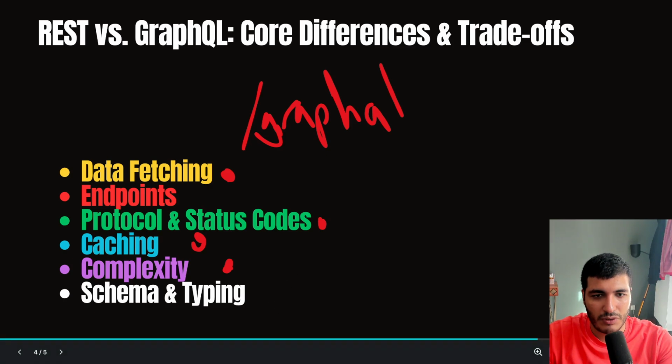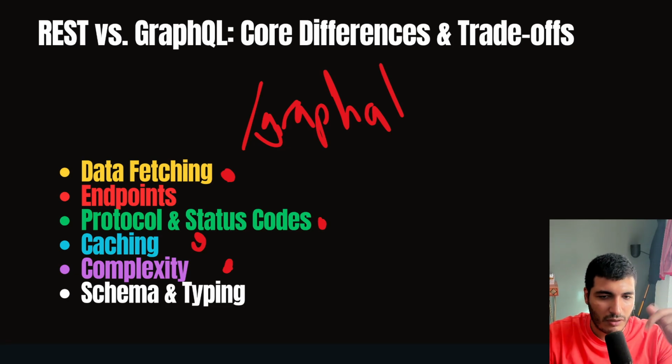Next, we have schema and typing. REST is often informal and documented separately. There is no built-in schema enforcement in REST. And GraphQL has a strong built-in type system and schema definition language, SDL. This allows for client introspection. Basically, clients can discover the API's capabilities, and it provides strong type checking.